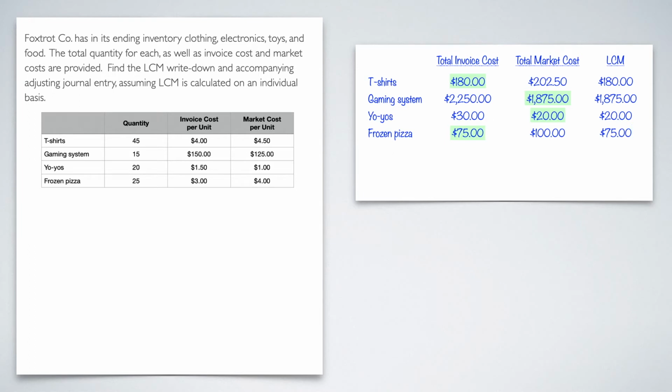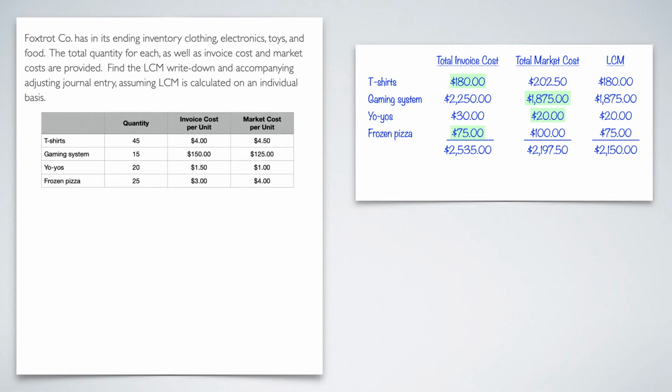So now I have 3 columns. The next step will be to sum those 3 columns, take the sum of each of those. So I'm going to do that next. For the total invoice cost, that's going to give me $2,535. For the total market cost, it's going to be a sum of $2,197.50. And for the LCM column, it's going to give me $2,150.